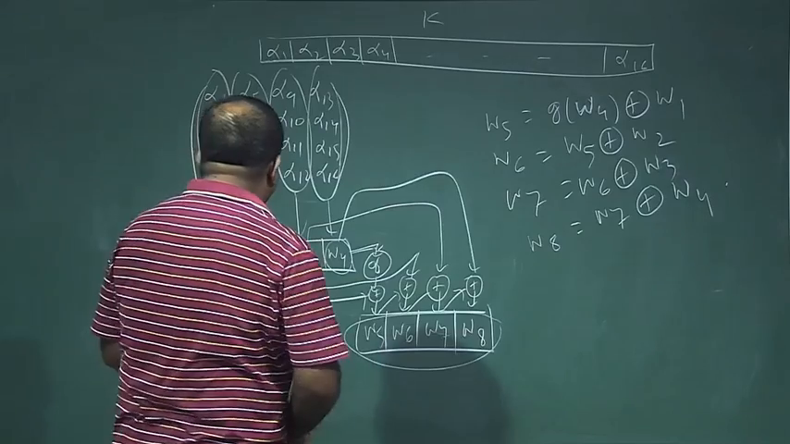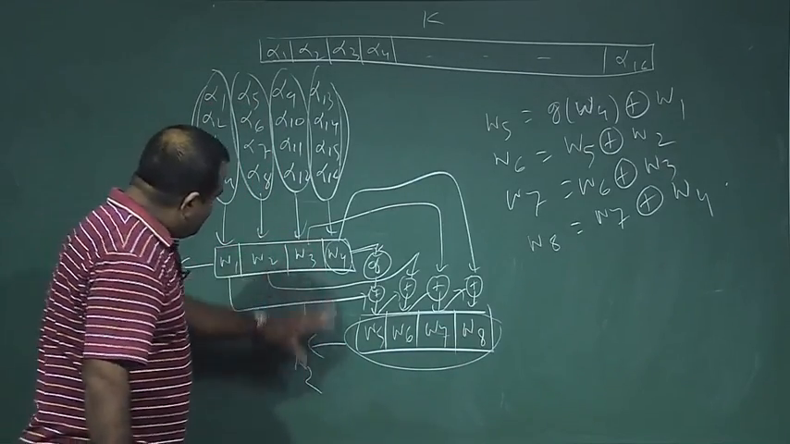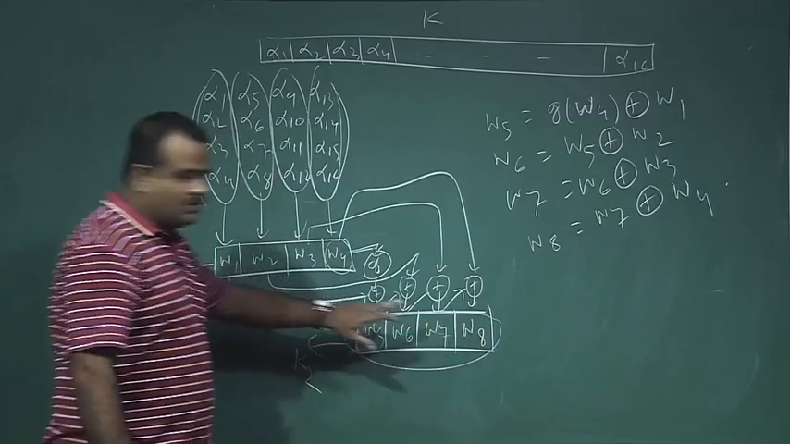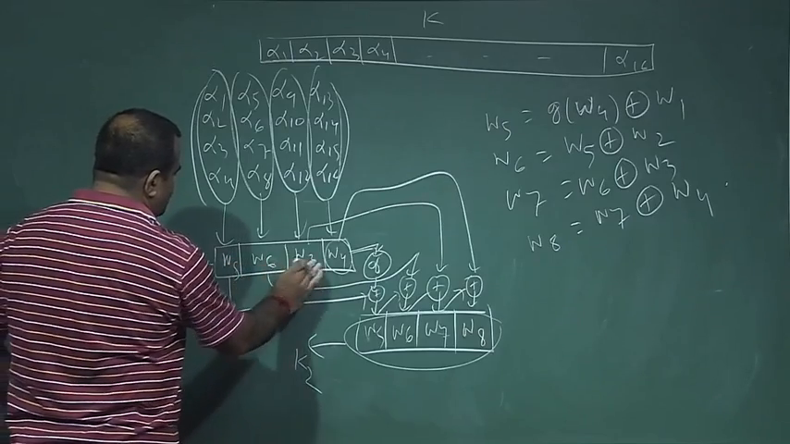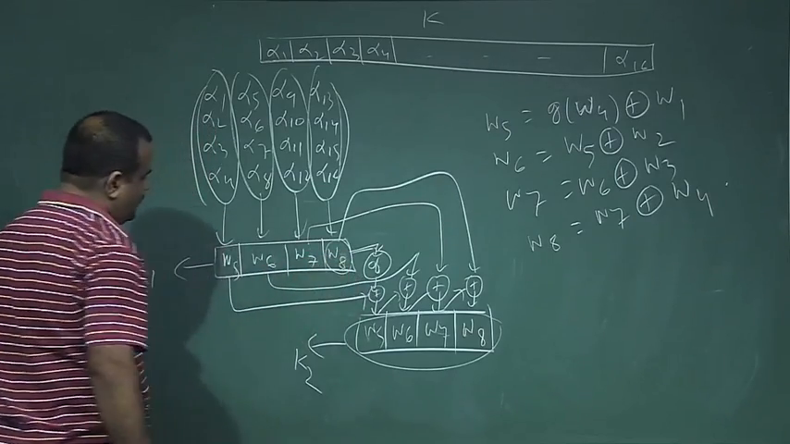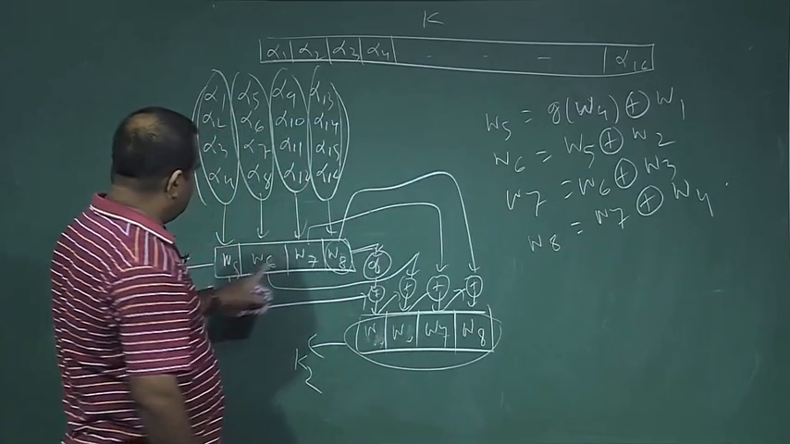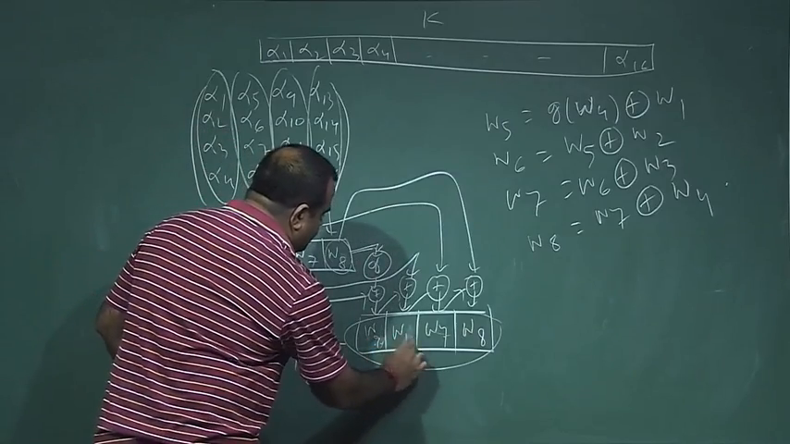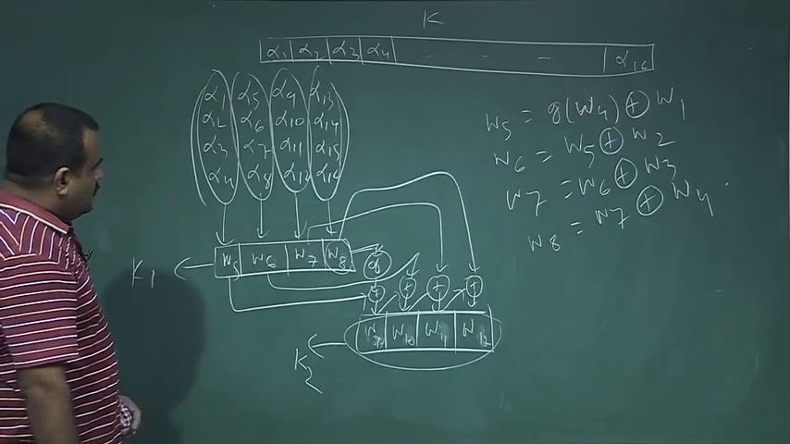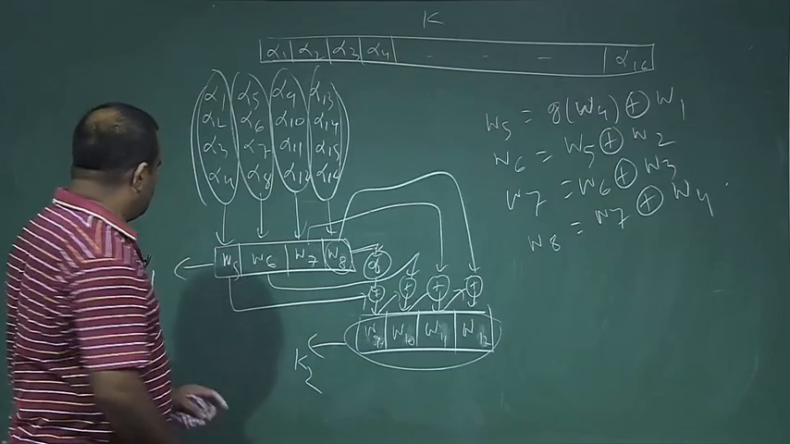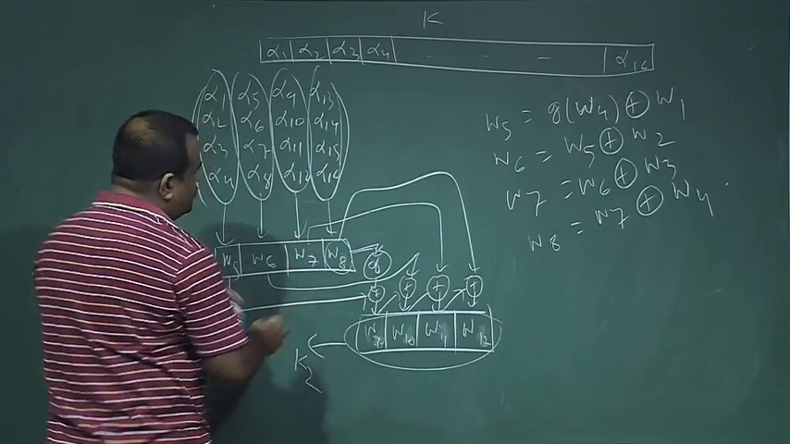Now, the question is how we get K3. To get K3, we do the same thing. Now we have W5 to W8, and we copy them here: W5, W6, W7, W8. Now we have to get W9, W10, W11, W12. How to get these? In a similar way: we apply G on W8 and XOR with this, and we get it.